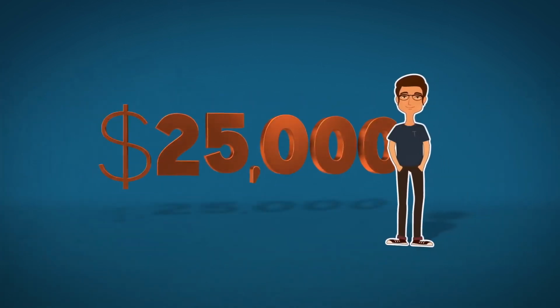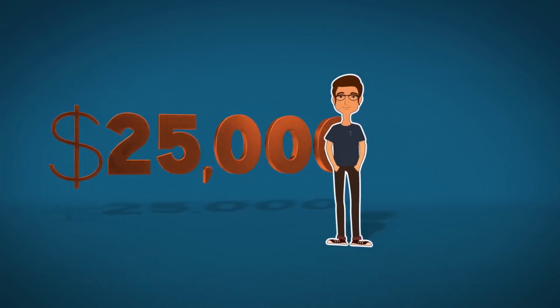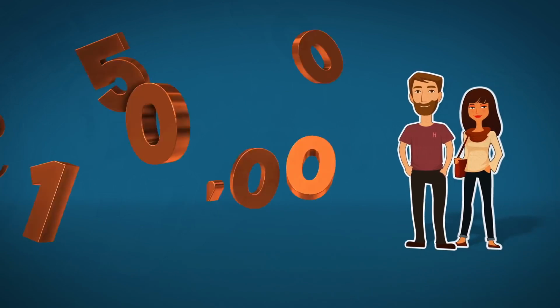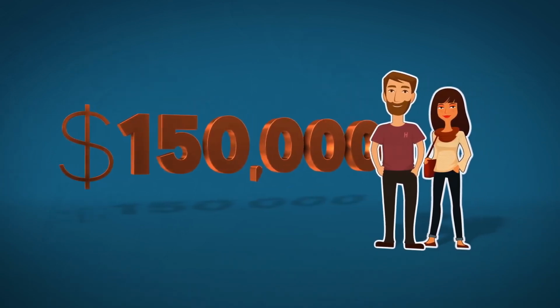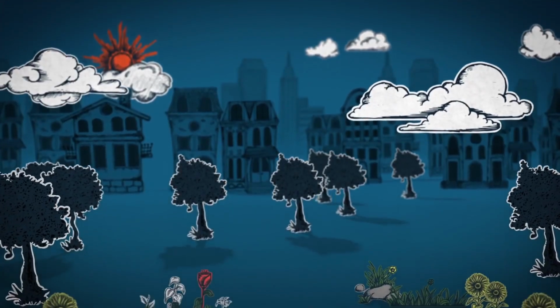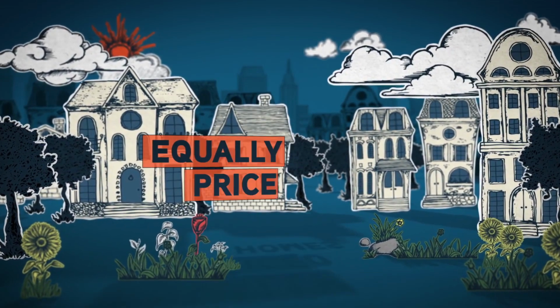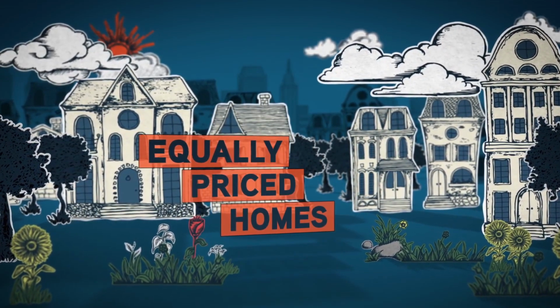Tom made $25,000 a year. Dick and his wife made $75,000, and Harry and his wife $150,000. When a new housing development opened up in their community, the brothers decided to buy equally priced homes on the same private street.